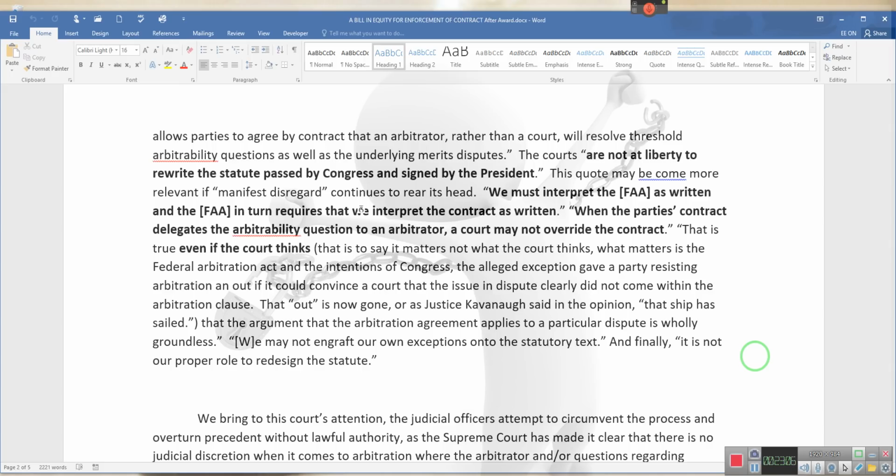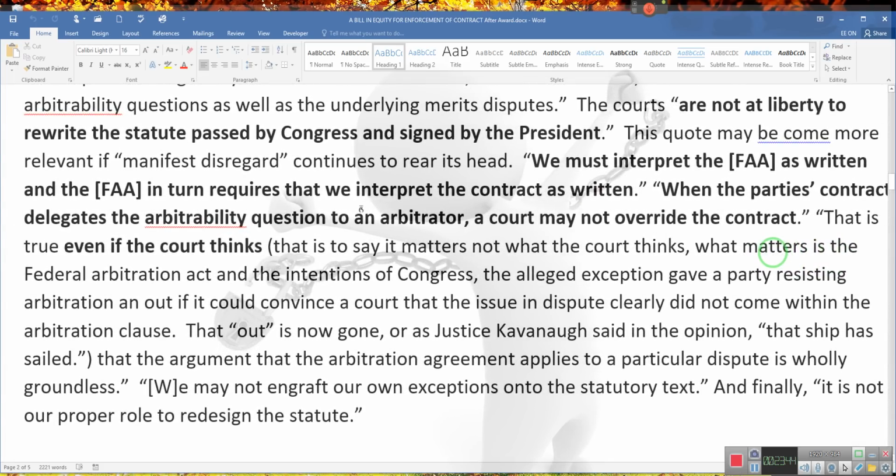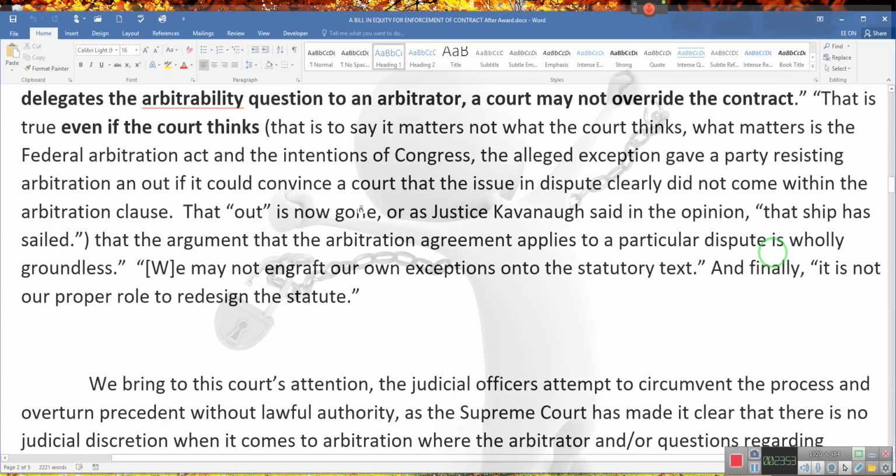The Supreme Court continued to say the courts are not at liberty, they don't have the freedom, to rewrite the statute passed by Congress and signed by the president. That's two-thirds of the federal government, a two-thirds majority. This quote may become more relevant if manifest disregard continues to rear its ugly head. We must interpret the FAA as written, and the Federal Arbitration Act in turn requires that we interpret the contract as written. When the parties to a contract delegate the arbitrability question to an arbitrator, the court may not override the contract. This is true even if the court thinks otherwise, that is to say, it matters not what the court thinks. What matters is the Federal Arbitration Act and the intentions of Congress.